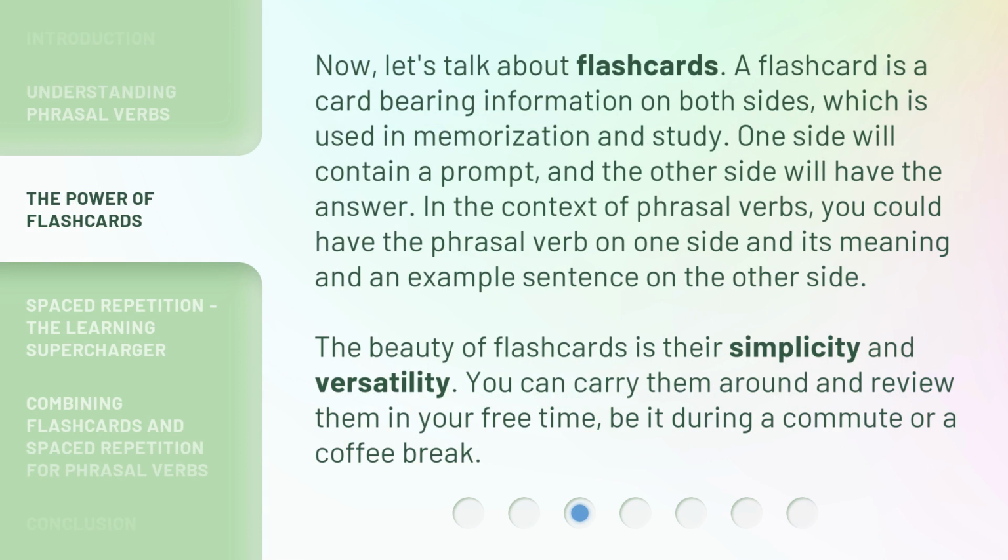Now, let's talk about flashcards. A flashcard is a card bearing information on both sides, which is used in memorization and study. One side will contain a prompt, and the other side will have the answer. In the context of phrasal verbs, you could have the phrasal verb on one side and its meaning and an example sentence on the other side. The beauty of flashcards is their simplicity and versatility. You can carry them around and review them in your free time, be it during a commute or a coffee break.